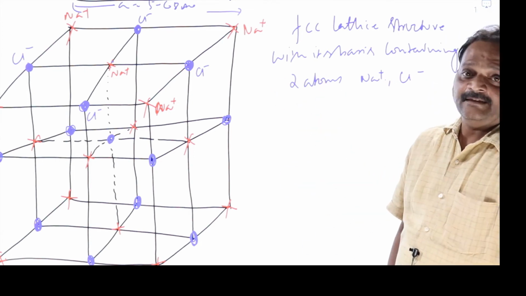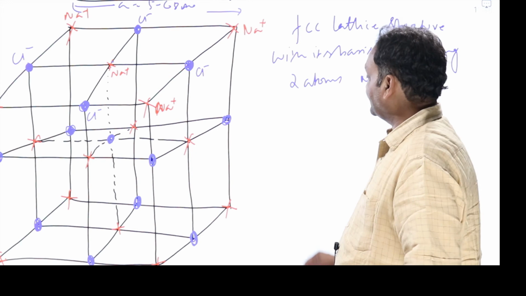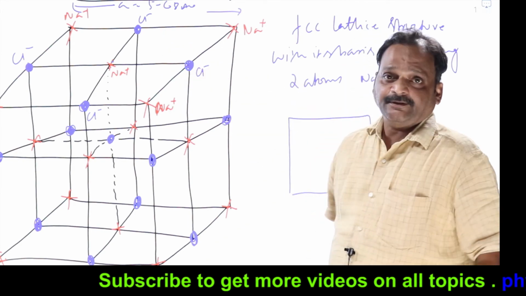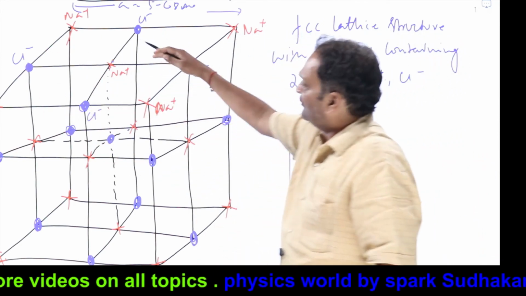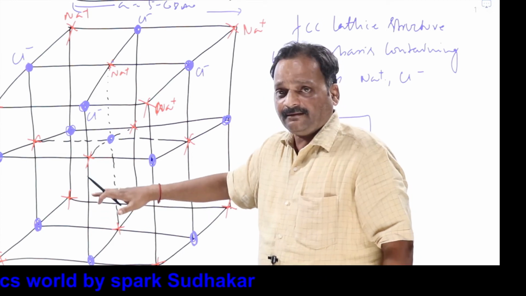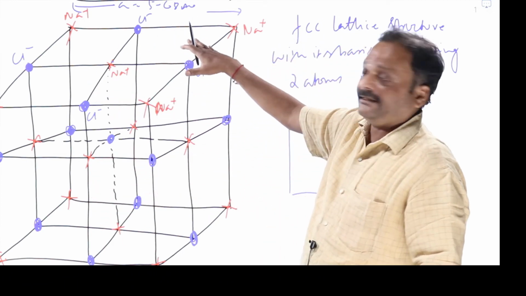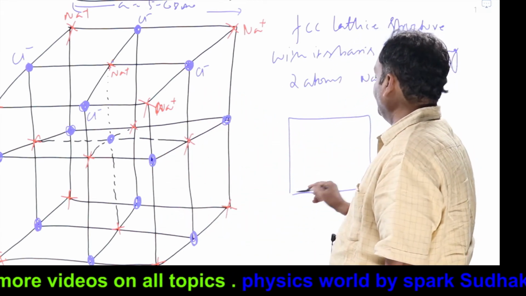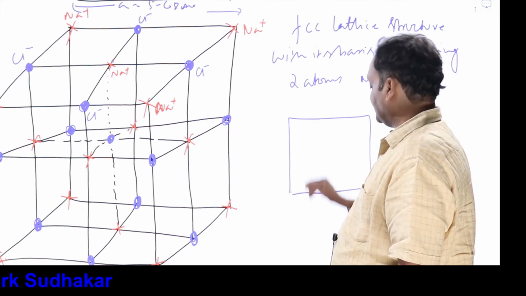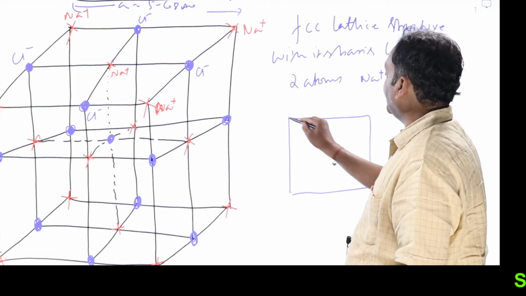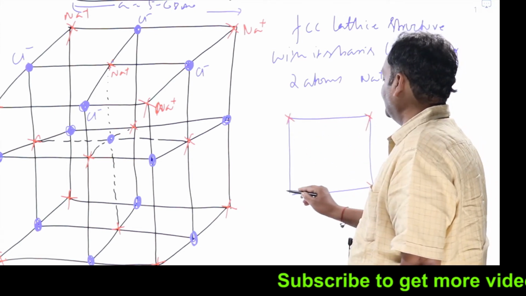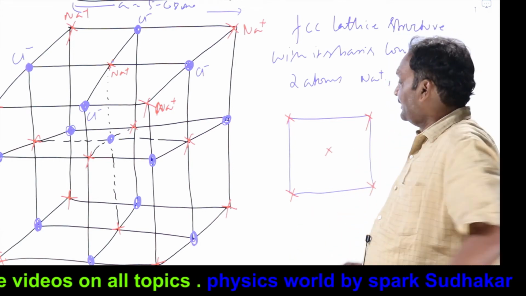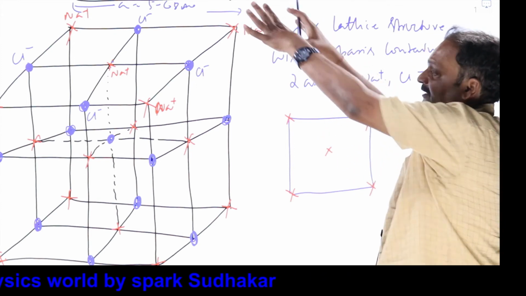I won't draw this complicated figure. If somebody asks me to draw the lattice of NaCl, I'll simply draw like this. I'm showing only the upper face. Whatever happens in this face will happen in the bottom face also. I'll put lattice points according to FCC. FCC means I have to put lattice points on the four corners and one lattice point at the face center. This is the face centric arrangement in the upper face of NaCl.